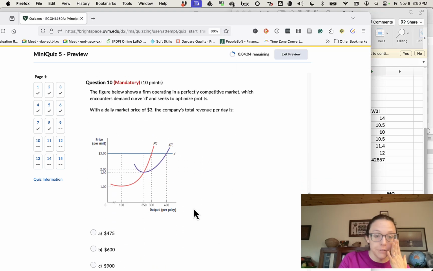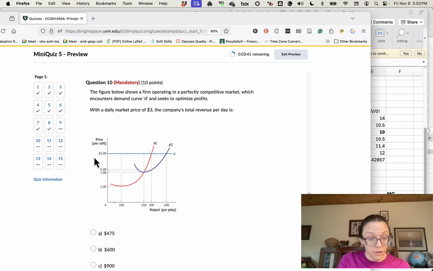For this one, we have a firm in a perfectly competitive market, which has this demand curve, and we want to know what the total revenue is of this company. Well, we remember that total revenue is price times quantity, and we can see that the price is $3 because it's a perfectly competitive firm and we're just price takers. It's going to follow the market demand curve. So we just have to know what the quantity is.